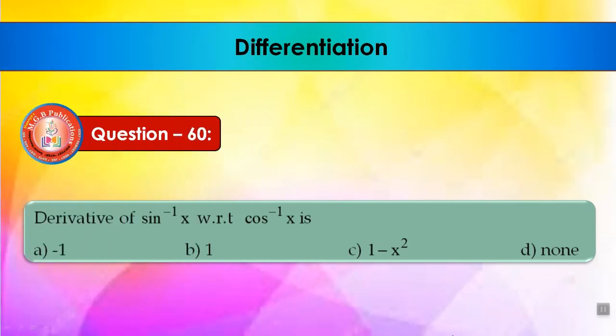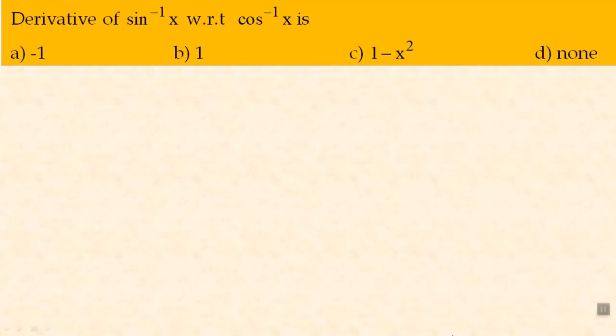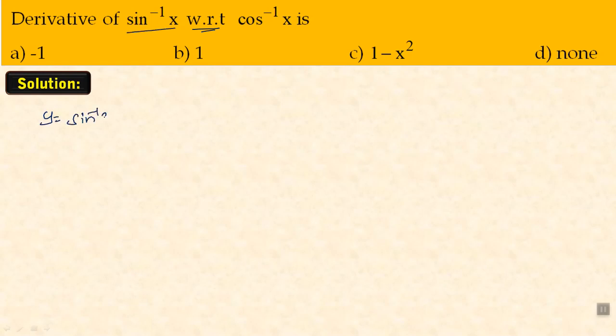Dear students, see the question number 60. Read the question and write it. The question is, derivative of sin inverse x with respect to cos inverse x is, options are minus 1, 1, 1 minus x square, none. Let us find this. Let y is equal to sin inverse x and z is equal to cos inverse x.